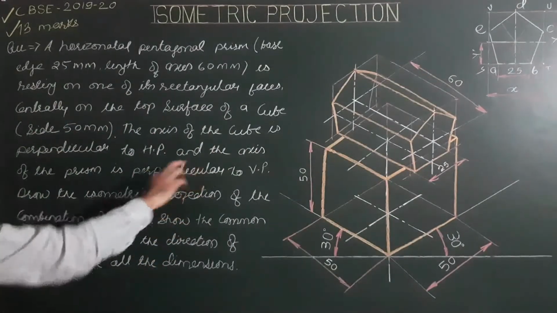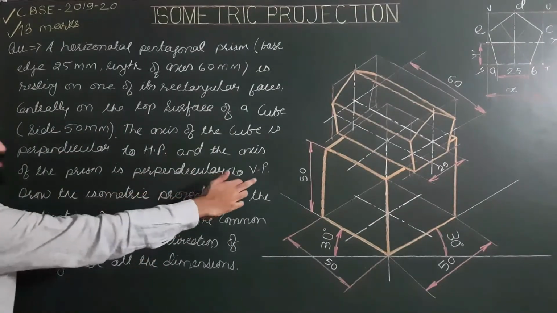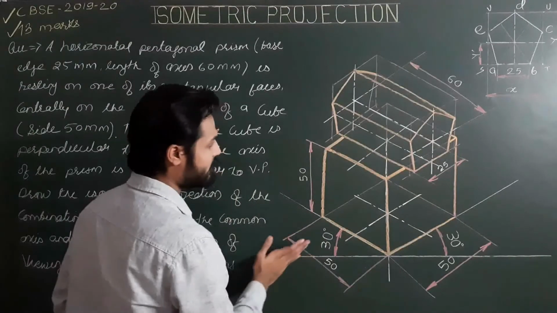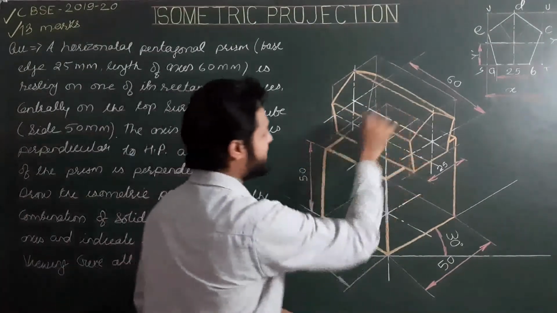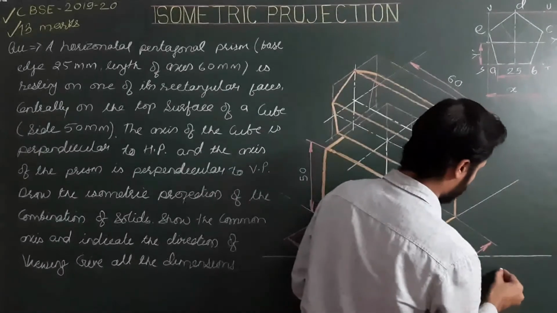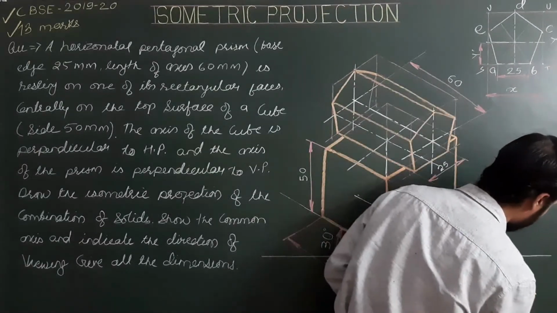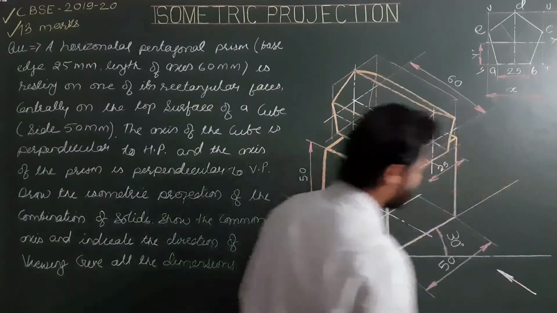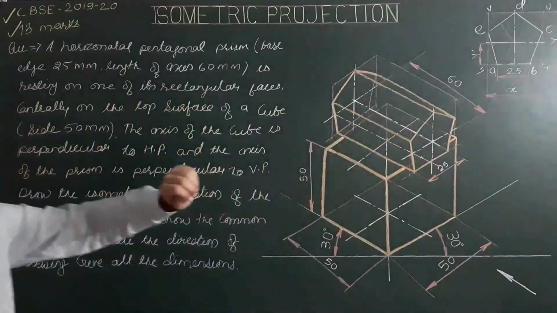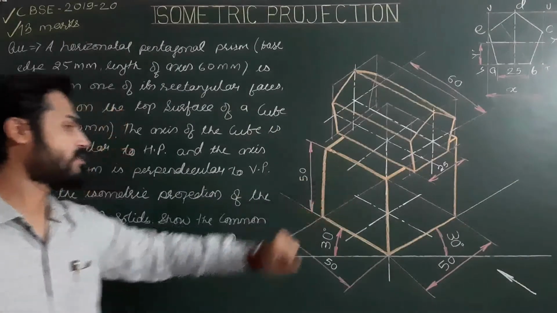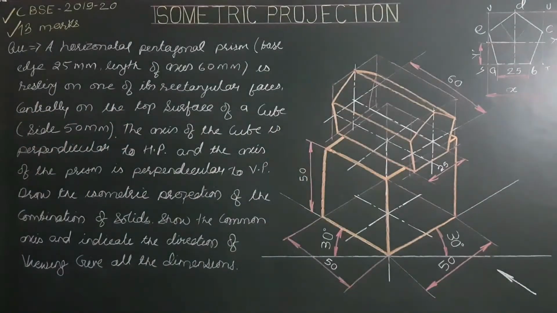Here the axis of the prism is perpendicular to VP. So for this direction, the axis is parallel to VP. So as per the drawing, this will be the direction. For this direction, the axis of the prism is perpendicular to VP and the axis of the cube is perpendicular to HP. And last, the heading.